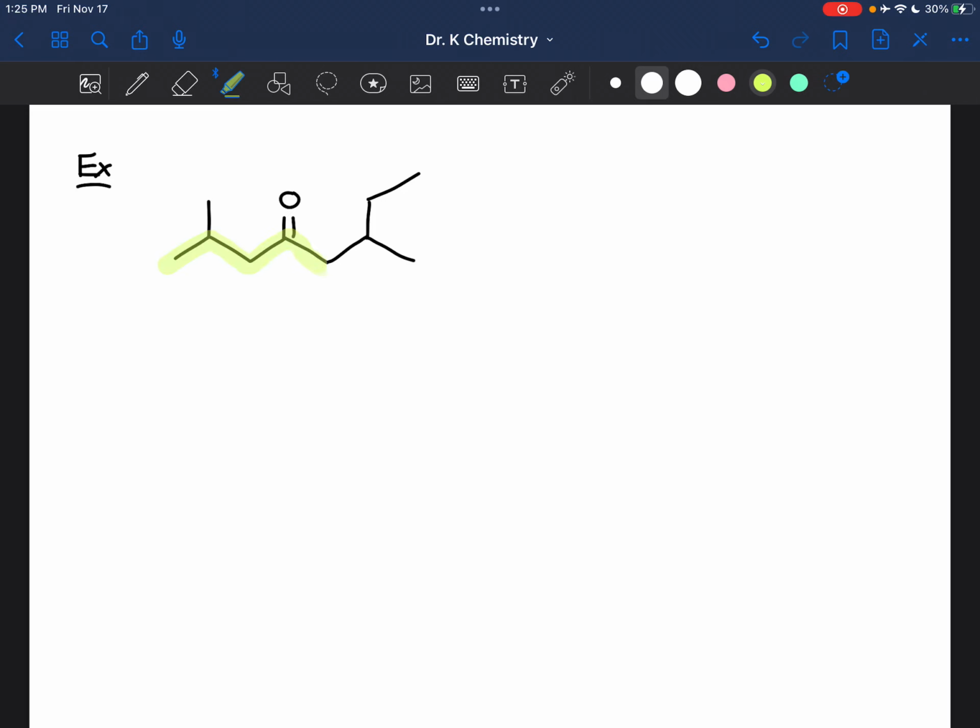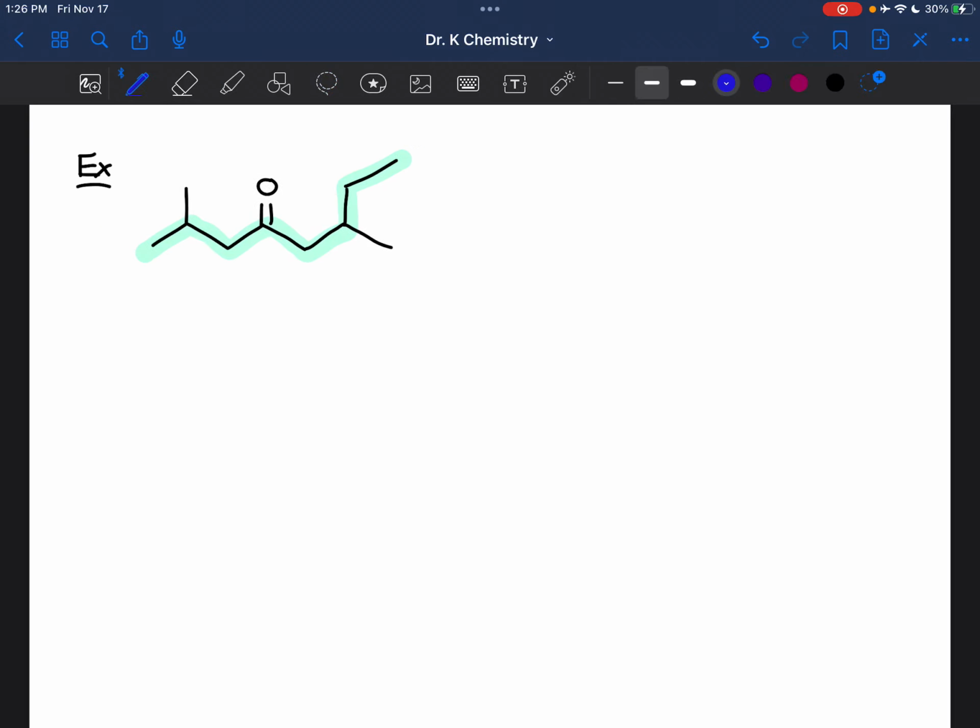So here we want to be careful. It is very tempting to always just go directly across to find that longest chain. And if I did that, I would have 1, 2, 3, 4, 5, 6, 7 carbons. I see that there are 7 carbons. But if we continued further up the chain, we actually have a longer path length. Now we have 8 carbons. So you want to be careful. Make sure that you're always selecting the longest continuous carbon chain. So since we have 8 carbons, the parent name will be octanone.